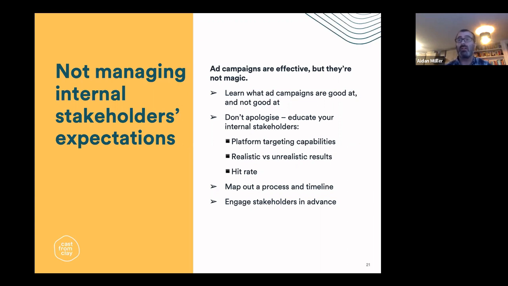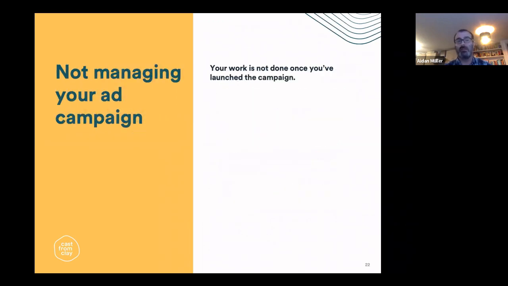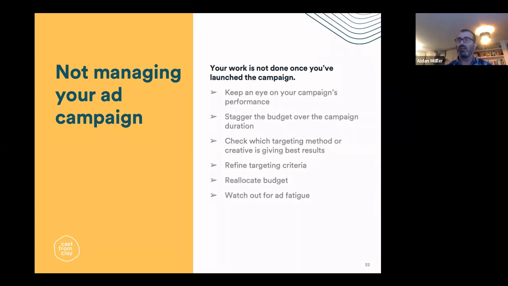And then the last mistake that we wanted to highlight is not managing your ad campaign once it's launched. We see this quite often, where you launch it and then move on to other things. Our advice on this is keep an eye on your campaign's performance. Make sure you stagger the budget over the campaign duration. Once you've become accustomed to how much your cost per result is, start setting bids manually. This will give you more control over your campaign and make your budget go further.